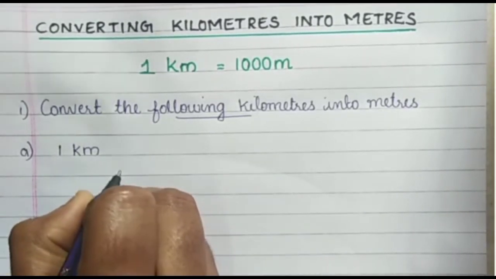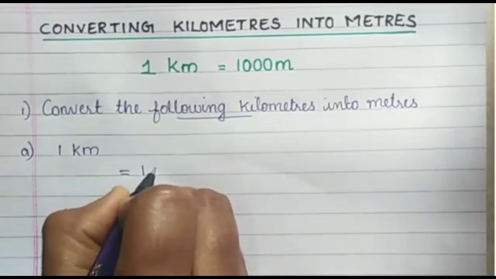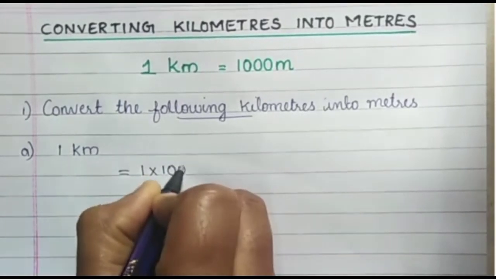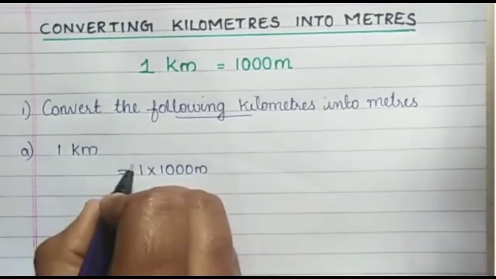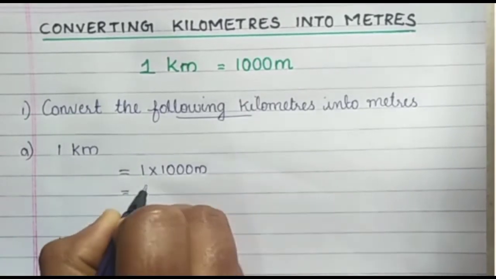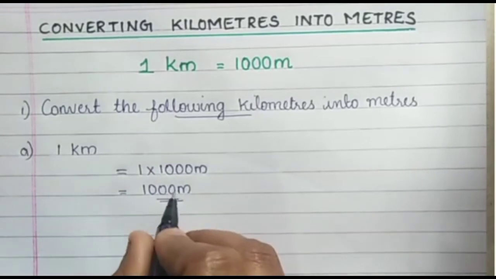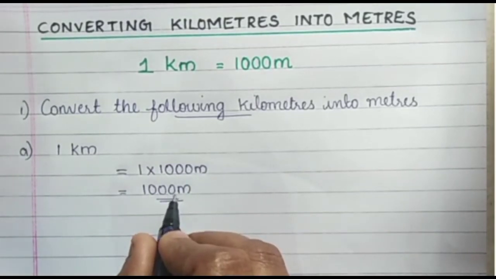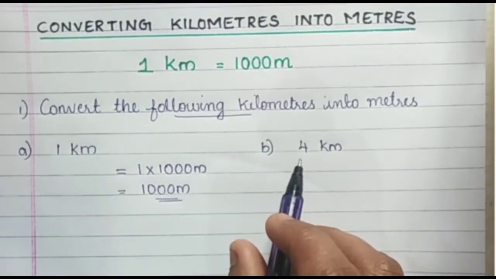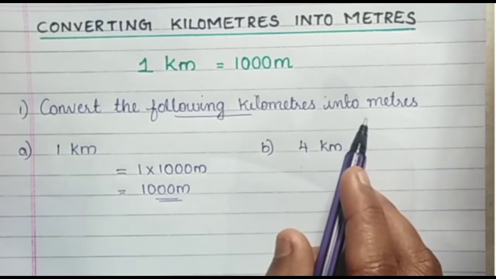So, 1 kilometer is equal to, yes, 1 into 1000 meters. 1 into 1000, the answer is, yes, 1000 meters. So 1 kilometer, the answer is 1000 meters. Let's do the next question. Convert 4 kilometers into meters.